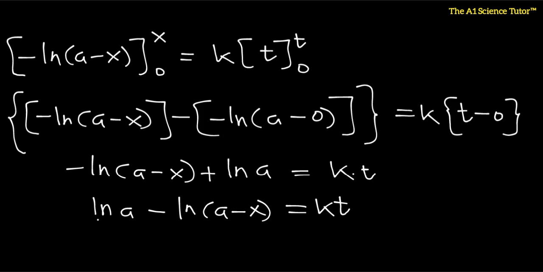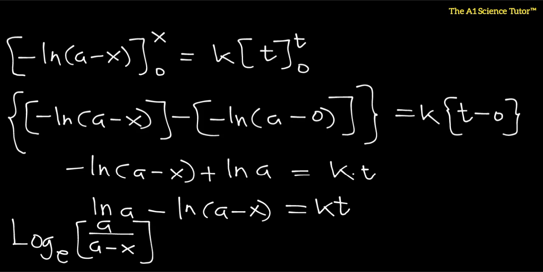Now, you need to know that if I had ln with another ln, and they're subtracting from each other, then it's very possible to change this into a division. That is reasonable because ln is log to the base e, and so they have the same base. So I could actually do that. So that is going to be log to the base e of a divided by a minus x. Or let me just make it straight up to look this way. And so this is going to be equal to kt.